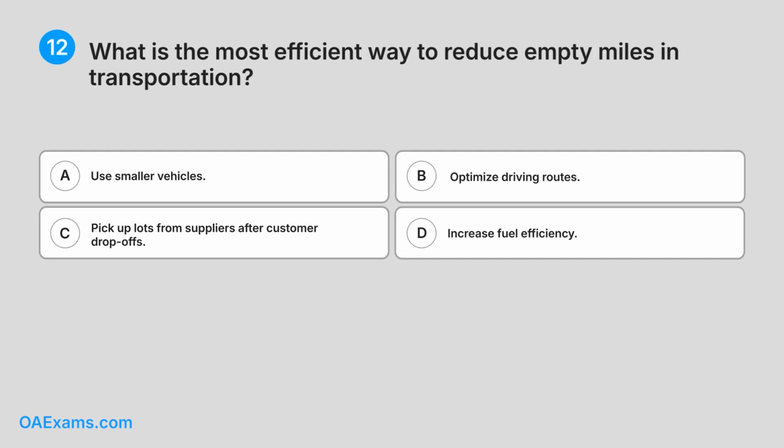12. What is the most efficient way to reduce empty miles in transportation? A. Use smaller vehicles. B. Optimize driving routes. C. Pick up lots from suppliers after customer drop-offs. D. Increase fuel efficiency. What do you think is the answer?